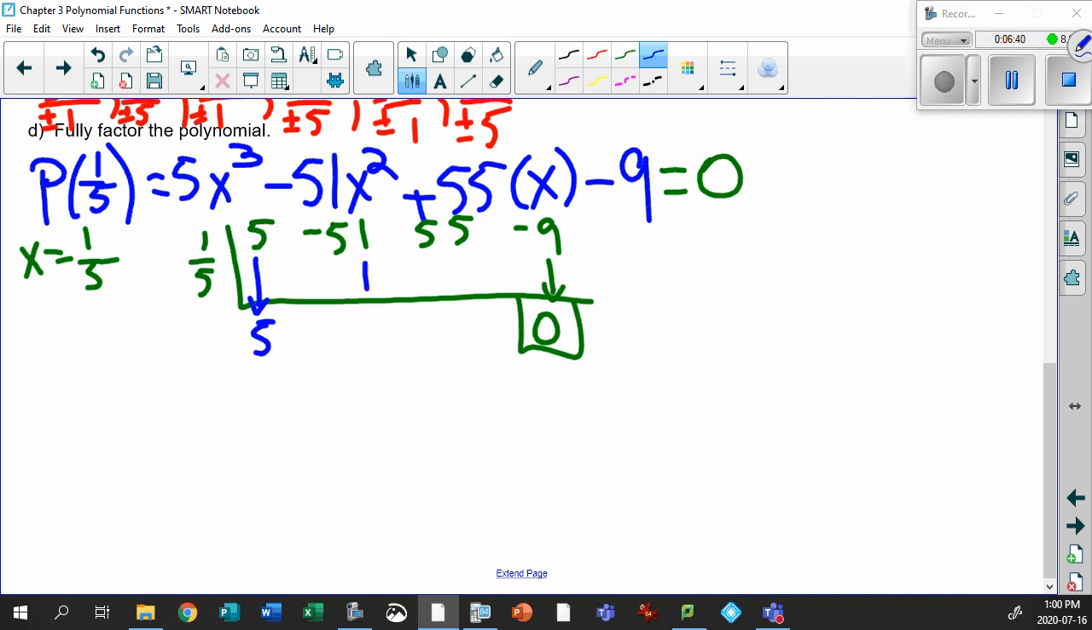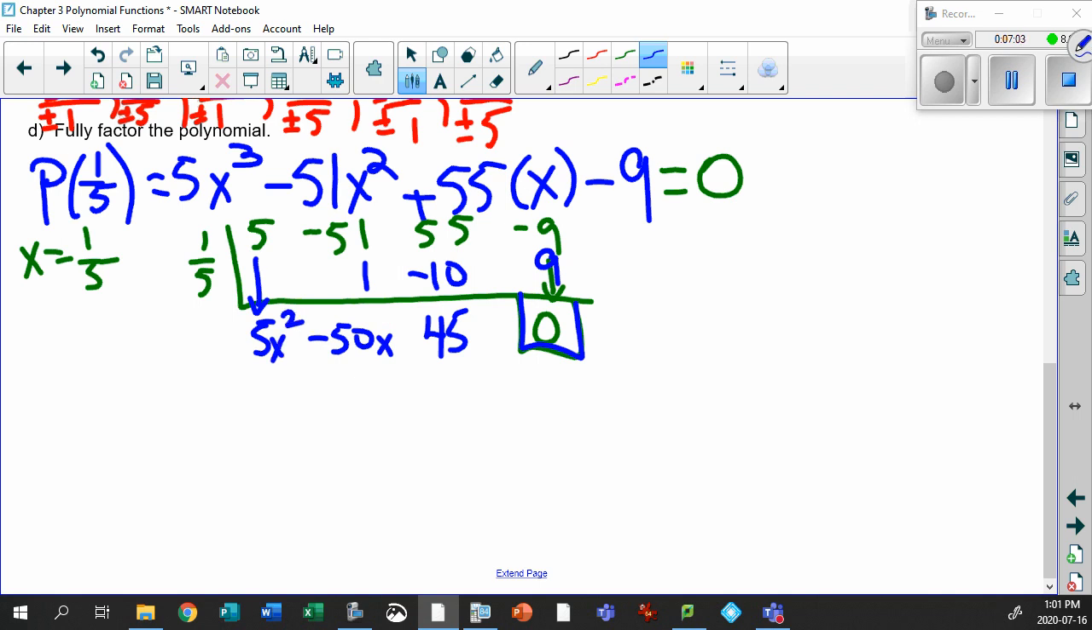That's easy. 1 plus a negative 51 is negative 50. Oh, look at this. Negative 50 times 1/5. That's easy too. That gives you negative 10. That gives you 45 here. 45 times 1/5 is 9. Oh my, it worked. So you got 0, you got x, and you got x squared.